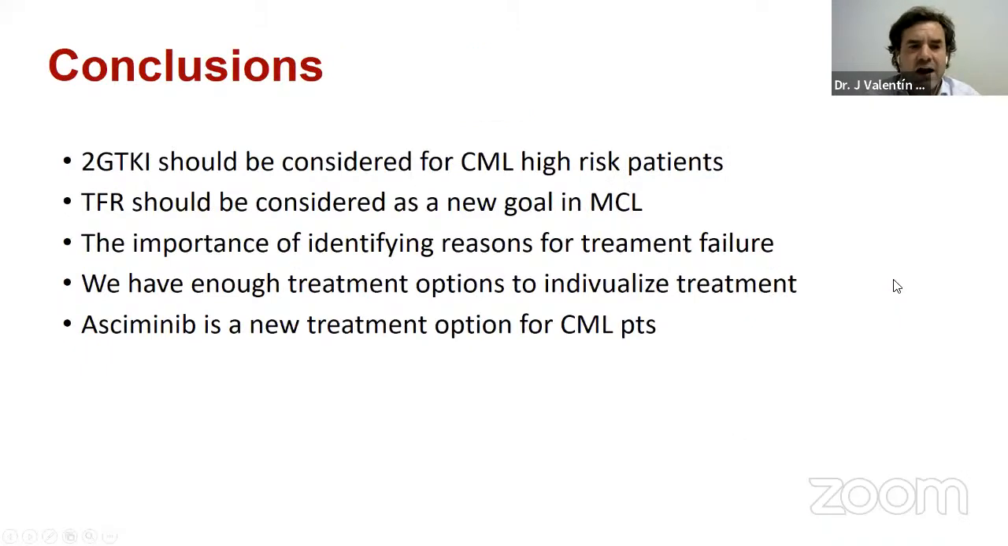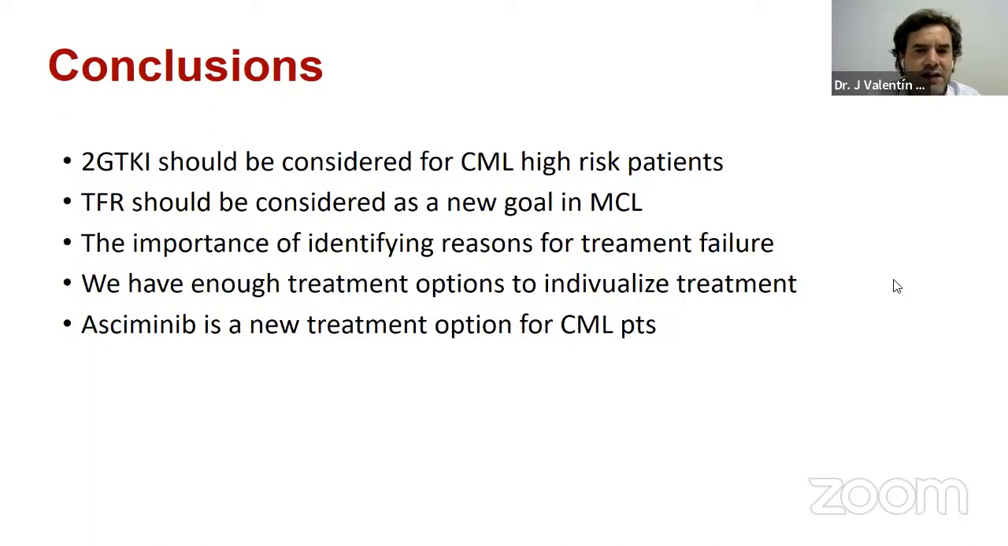So my conclusions are that it's important to keep in mind that there is a group of patients, maybe around 30 to 40% of the patients, that should be taken into consideration for first-line treatment because they should be considered high-risk patients. That TFR is a new treatment goal in our CML patients, and when treating with second-generation TKI, the probability of achieving this goal is superior.